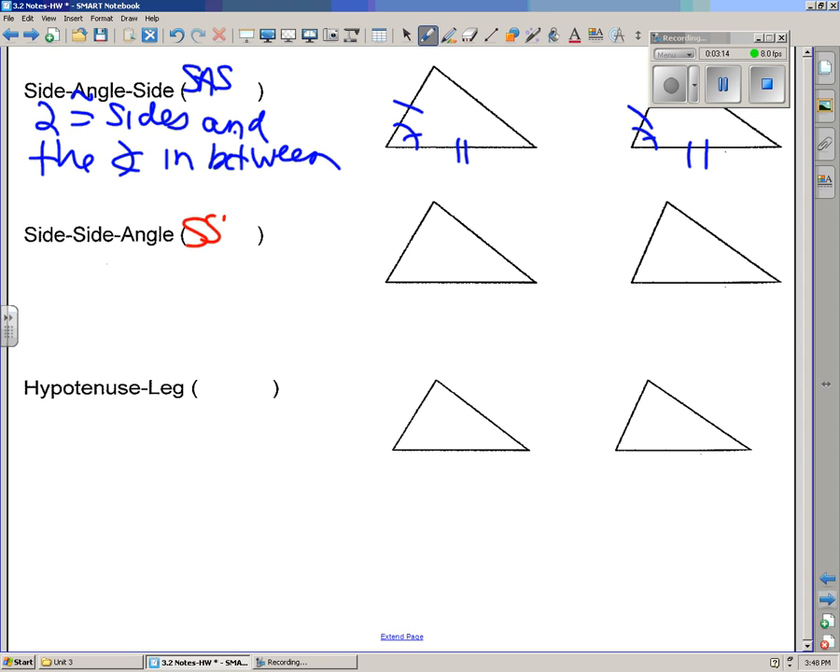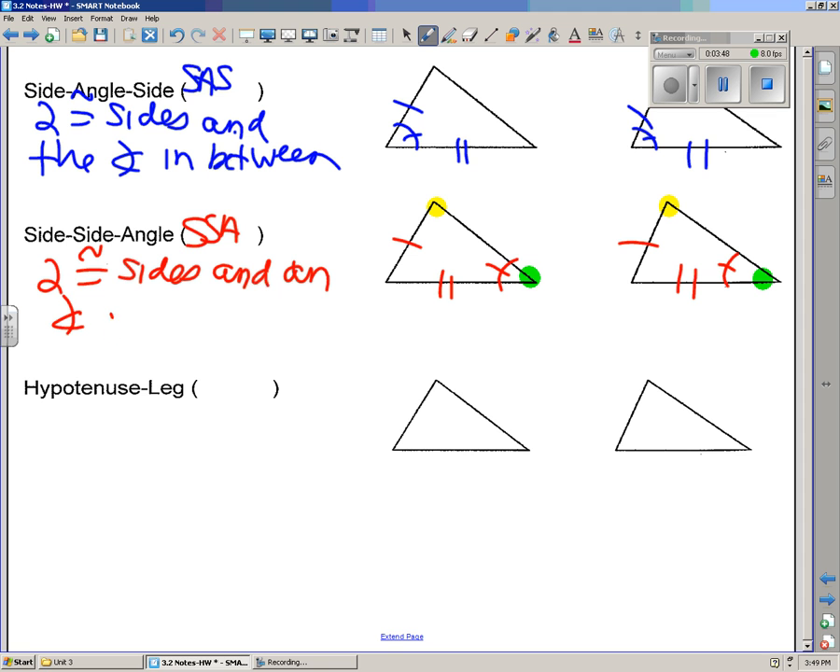Side side angle, SSA. This becomes the same 2 sides, but now the angle is not in between them. So you do have 2 choices. You can choose either the angles at the top, or you could choose the angles on the side. Doesn't matter which angles you choose. I'm going to go for the angles over here on the side, and that would show you SSA. So that's going to be 2 congruent sides and an angle not in between.